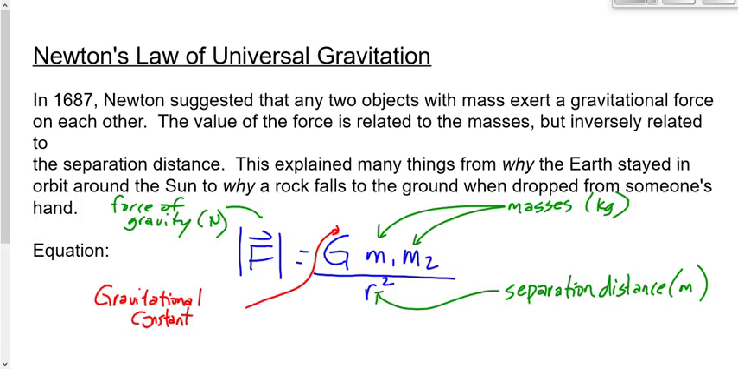Its value, big G, is 6.67 times 10 to the minus 11 newton times meter squared per kilograms squared. Now the good news is this number, including the units, is on your data sheet, so you don't need to remember any of that. Just remember what it is. It's a constant, the same anywhere in the universe.